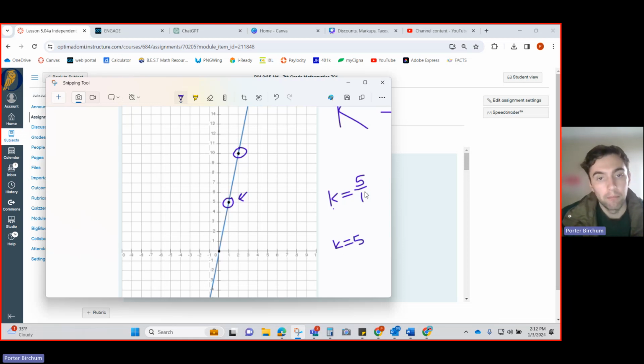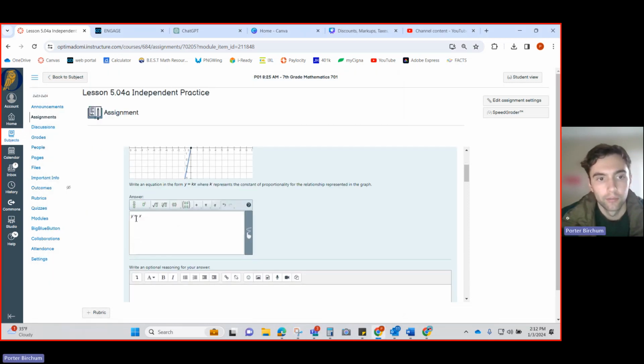Now let's do the same math for the second dot. How far up do we go on the second dot? We go up 10 spaces for the second dot. So k equals 10 divided by, how far over do we go for the second dot? 2. So k is 10 divided by 2. What's 10 divided by 2? It's 5. No matter what dot you choose to use, the answer will be 5. K is 5.